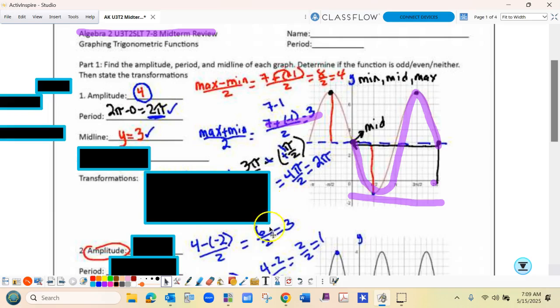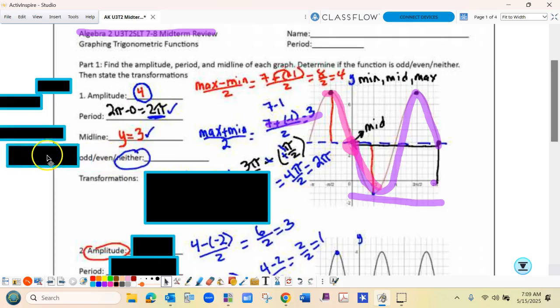Now, the next question is odd, even, neither. If you look at this graph from here to here with the center point at the origin, you can see that this is actually an odd graph. This is an odd graph because it has that origin. It says neither, but I'm pretty sure it's odd. Oh, no.